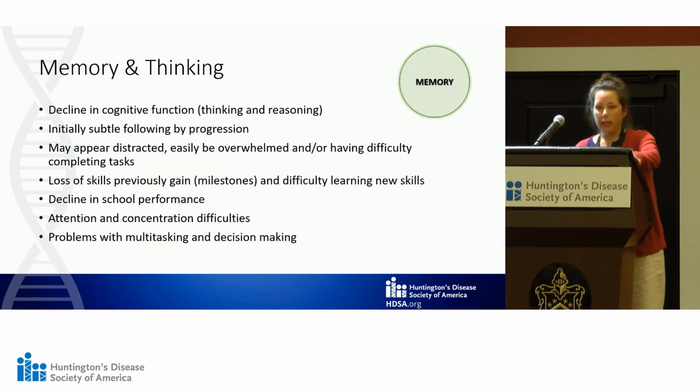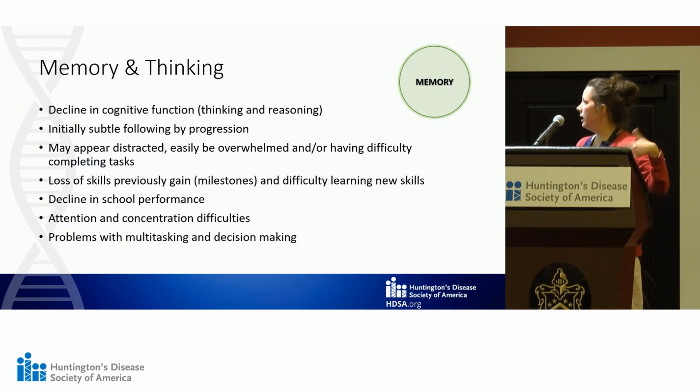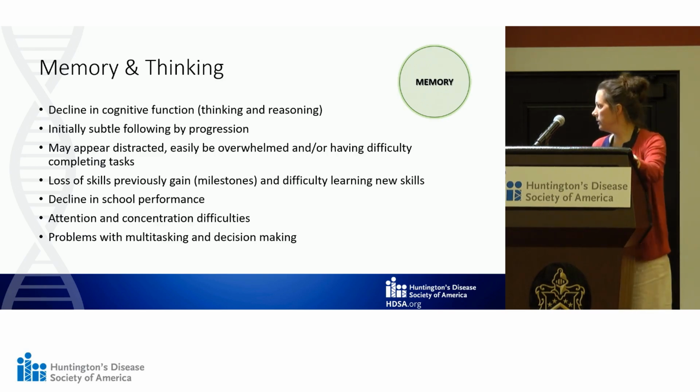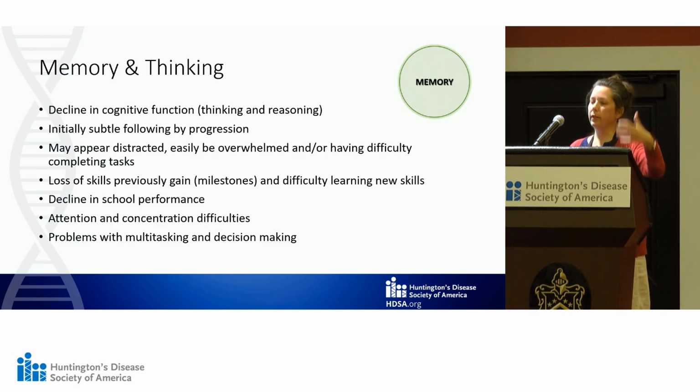So doing a deeper dive into each of these categories. So memory, we think about decline in cognitive function, that's thinking. Initially, it's very subtle and slowly progressive over time. They may appear, at least at first in class or in the home, a little distracted, get overwhelmed easily with too much information coming at them or too many decisions, and have difficulty completing tasks. So they might have a harder time keeping up in school or learning new assignments in school. They might start to lose milestones. So previously gained achievements, they might lose the ability to do those. Difficulty learning new skills, you start to see a decline potentially in school performance. They have a hard time paying attention and concentrating, especially in larger kind of classroom settings, and problems with multitasking and decision making. So carrying out things, making decisions.